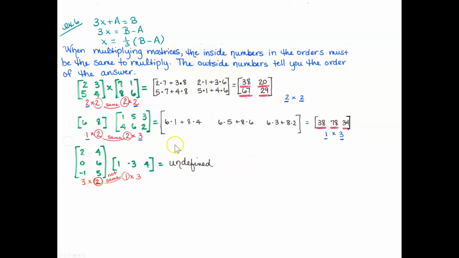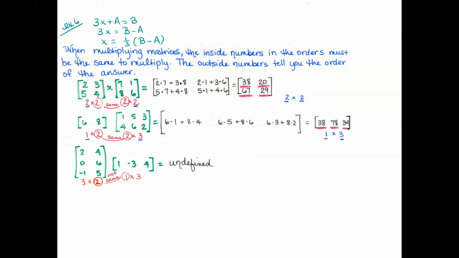And then for my last one, what's the position of this last one in terms of rows and columns? First row, third column. So we're going to multiply first row times third column. So 6 times 3, 8 times 2 will give us that 34 when we add those together.